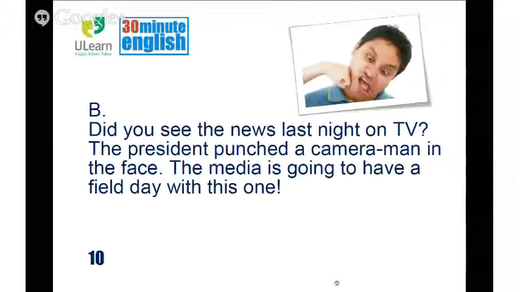Okay, B. There's a nice image of somebody getting punched in the face. A handsome chap by all accounts. Did you see the news last night on TV? The president punched a cameraman in the face. The media is going to have a field day with this one.